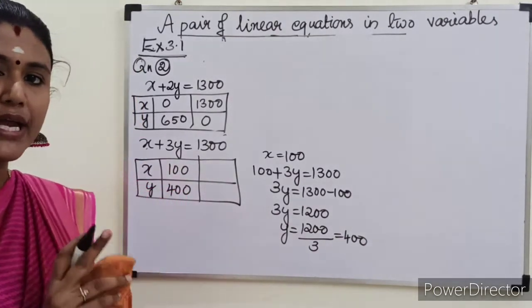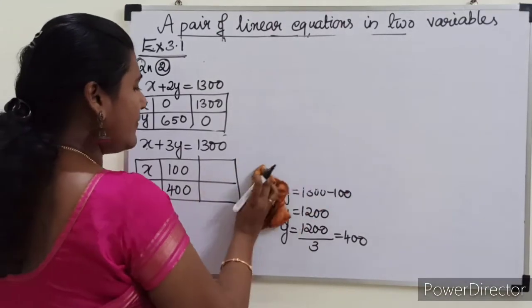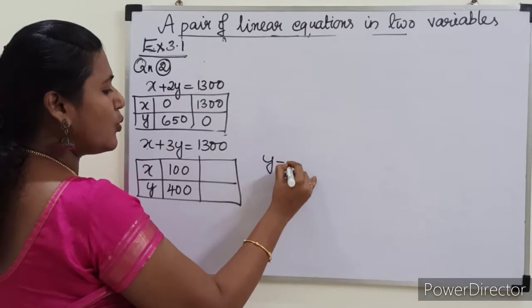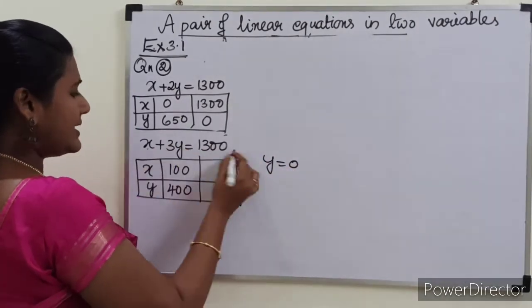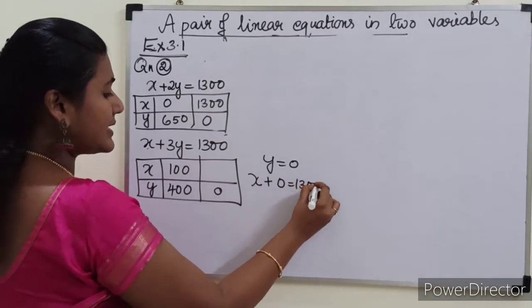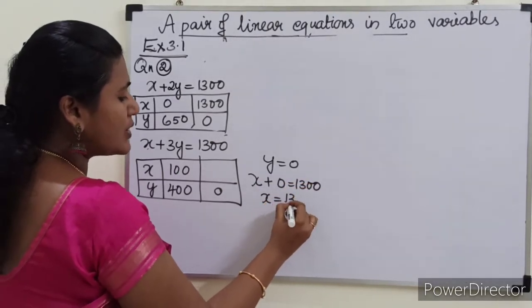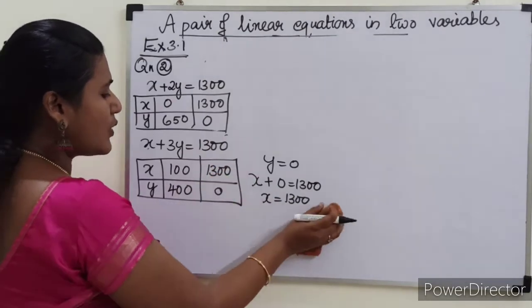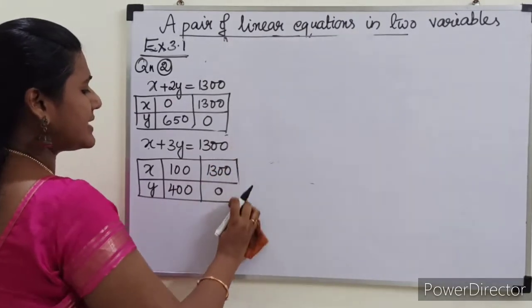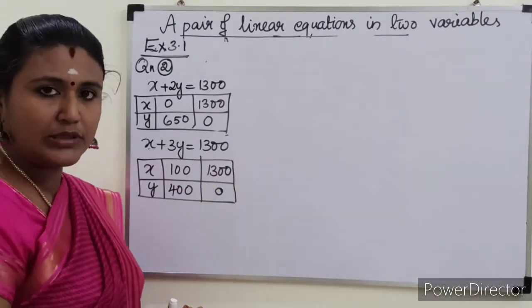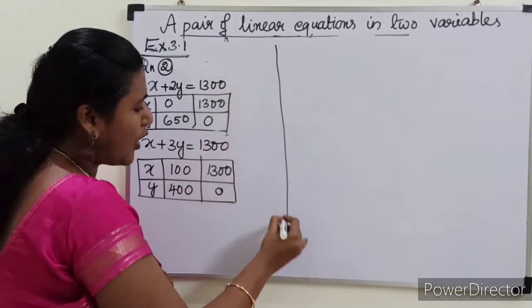Now we have to find one more solution. So we will take the y value as 0 here. When you take y equal to 0, this equation will become x plus 0 equal to 1,300. So x is equal to 1,300. So we got the solution as x is equal to 1,300 and y is equal to 0. So we now have two solutions for both the equations. Now we are going to plot the graph.